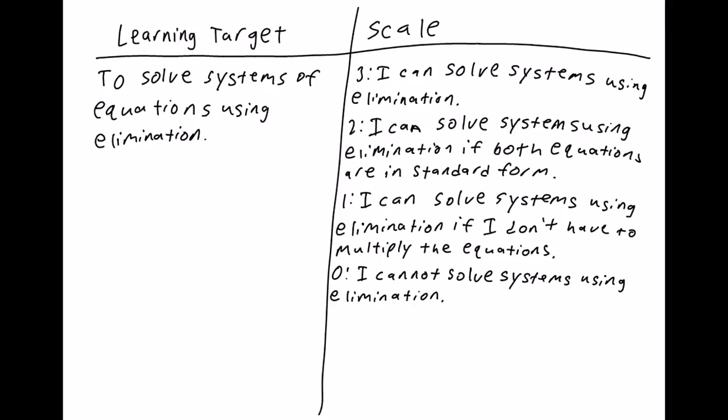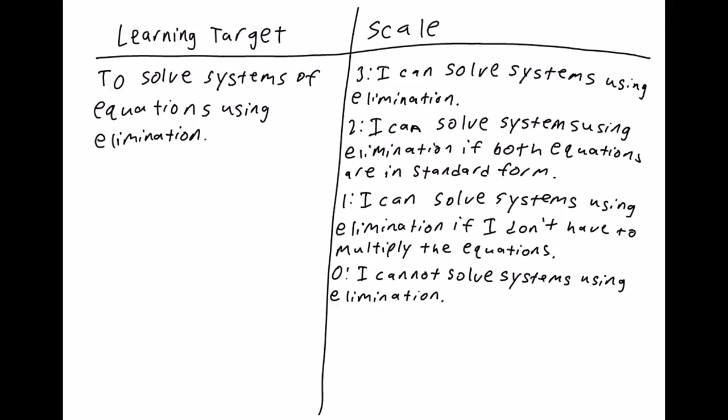A 1, I can solve systems using elimination if I don't have to multiply the equations. After they're in standard form, the first thing you have to do is you'll have to multiply the equations to get them the same. And you'll see that in a moment. So some of them you won't have to multiply though, and those are a bit easier. So if you can't do the multiplication step, but you can do everything after that, you're a 1. And you're a 0 if you cannot solve systems using elimination.